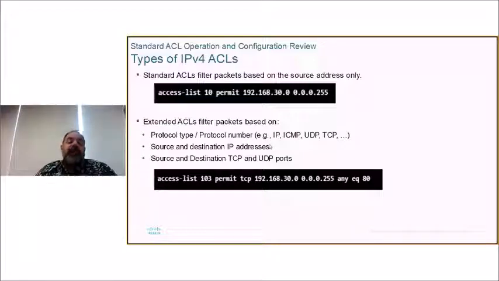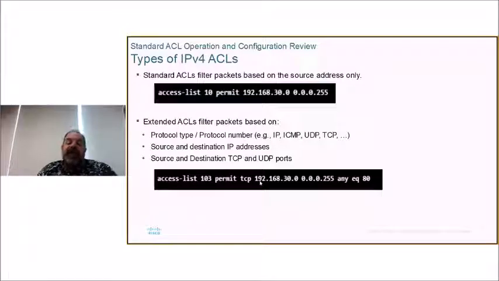Of course, with an extended ACL, because there's more things you can match, there's more information you need to supply. So access list 103, so of course it's extended. Then you actually say which protocol you want to talk about. You can do IP, you can do ICMP, you can do TCP, UDP, and a few others as well. In this case, we're talking about TCP. And because we're talking about TCP, then you can start talking about port numbers.